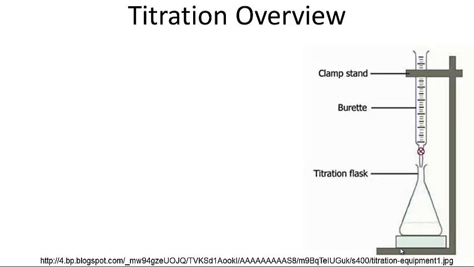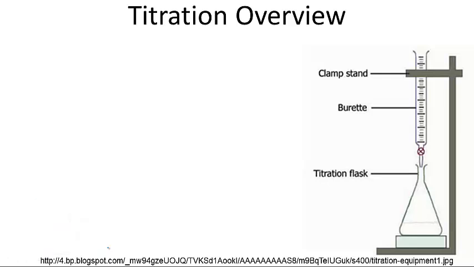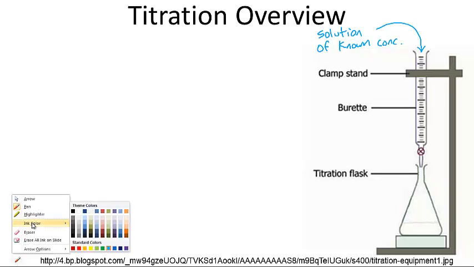So, what is a titration? In a titration, you generally have a burette set up, and into your burette, you're going to put some solution of known concentration usually. So here goes a solution of known concentration. And in the flask down below, you're going to have a solution of unknown concentration.